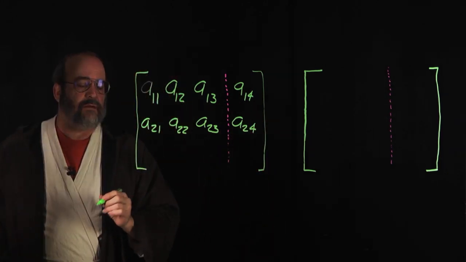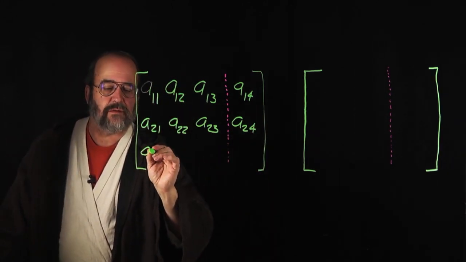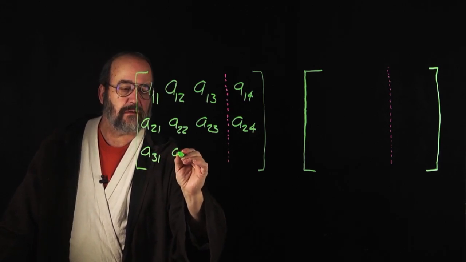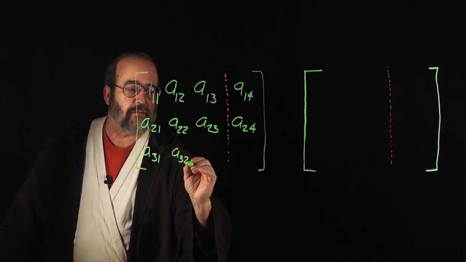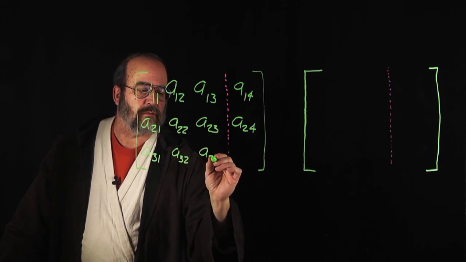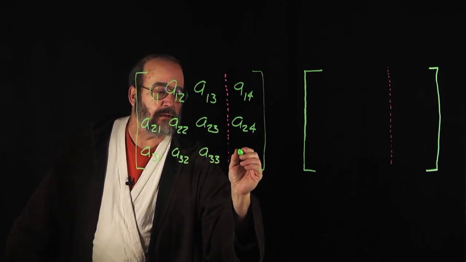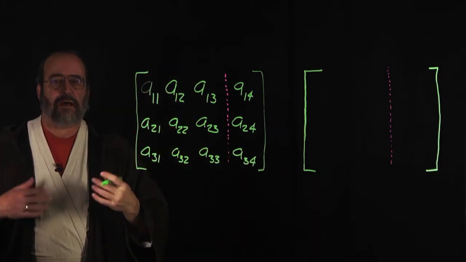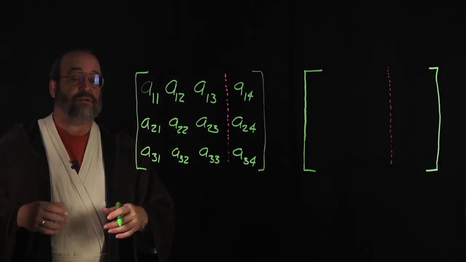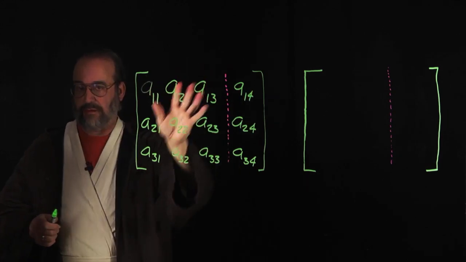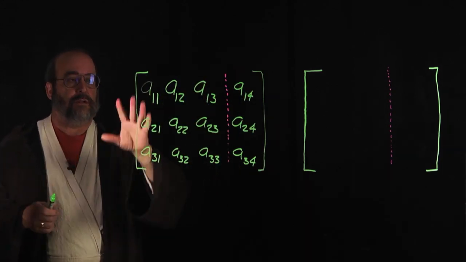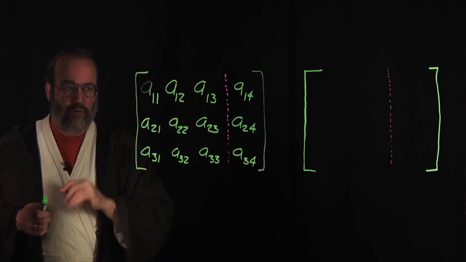Then finally the third row, since we're doing a 3 by 4 matrix: a3,1, a3,2, a3,3, and a3,4. Now keep in mind, when we go to solve these, they are all going to be numbers. They're not going to be a's. It's just a way that I can talk about where they're going to be.